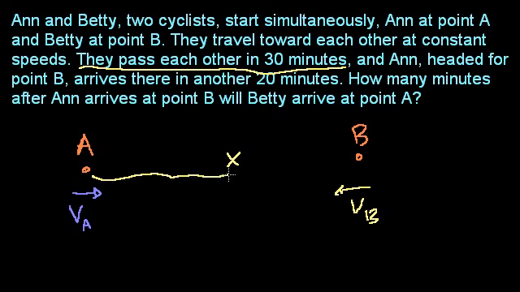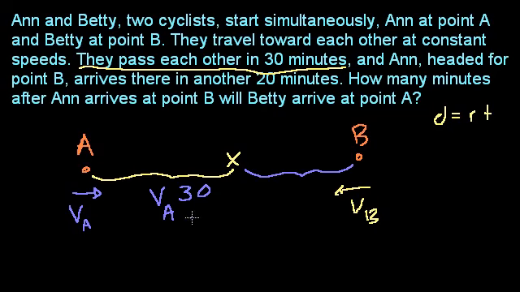So what's the actual distance? It's always useful to write distance is equal to rate times time. So what's the actual distance she traveled? Well, the rate is VA, and her time, they tell us, it took her 30 minutes to get there. So VA times 30. Let's say this velocity is expressed in minutes. Fair enough. And then Anne headed for point B arrives there in another 20 minutes. So this is going to take her another 20 minutes.